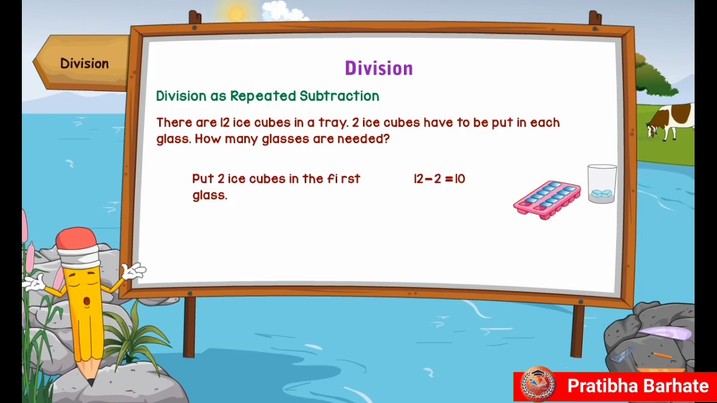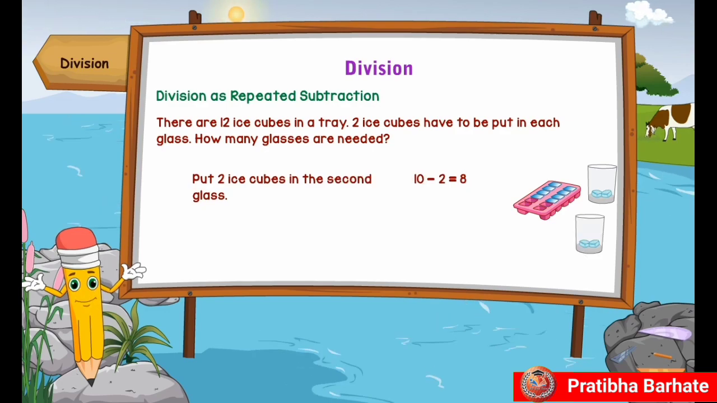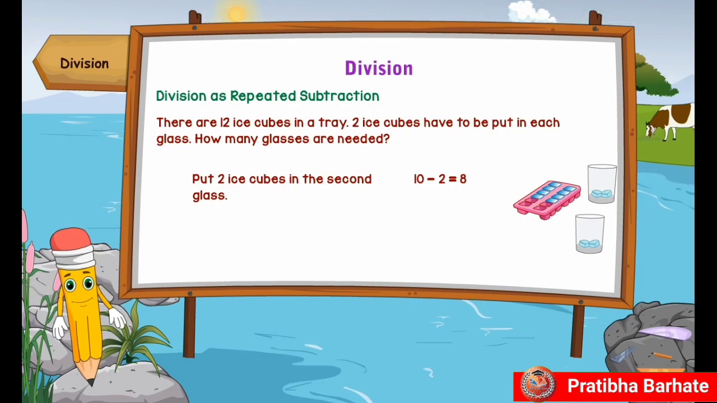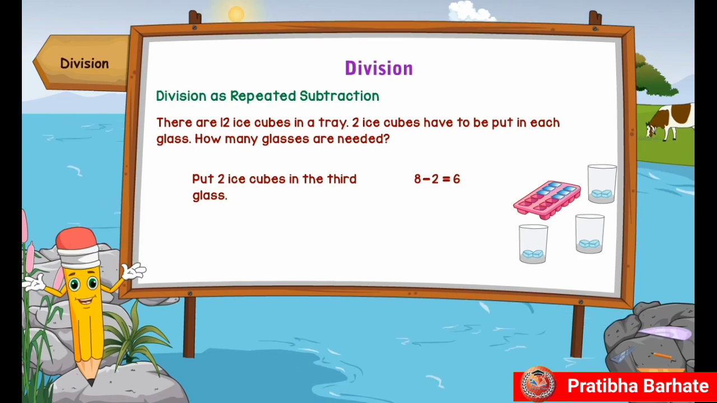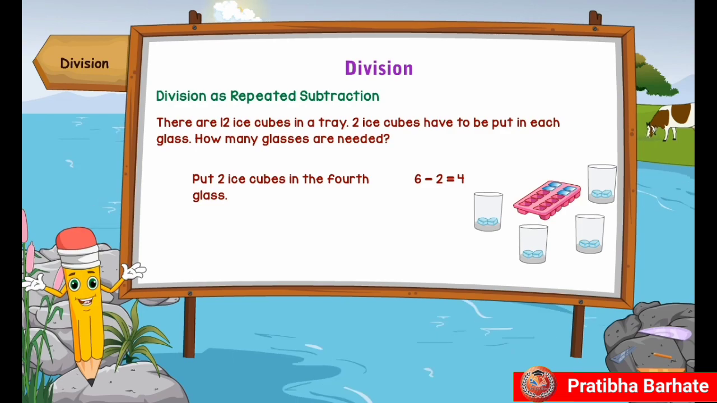Put 2 ice cubes in the first glass. 12 minus 2 is equal to 10. Put 2 ice cubes in the second glass. 10 minus 2 is equal to 8. Put 2 ice cubes in the third glass. 8 minus 2 is equal to 6. Put 2 ice cubes in the fourth glass. 6 minus 2 is equal to 4.